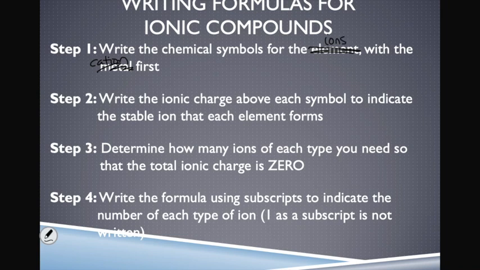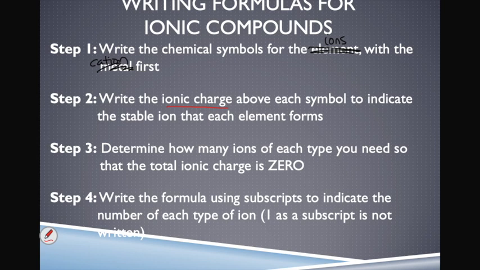Okay, important to recognize that these are ions. Why? Because step 2 has us looking at the ionic charge. So let's edit step 1. Write the chemical symbols for the ions with the cation written first. Then, step 2, write the ionic charge above each symbol to indicate the stable ion that each element forms. Anyways, I digress. Step 3, determine how many ions of each type you need so that the total ionic charge is 0. Step 4, write the formula using subscripts to indicate the number of each type of ion. And here we also see 1 as a subscript not being used.